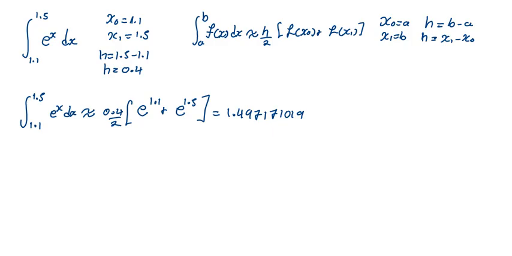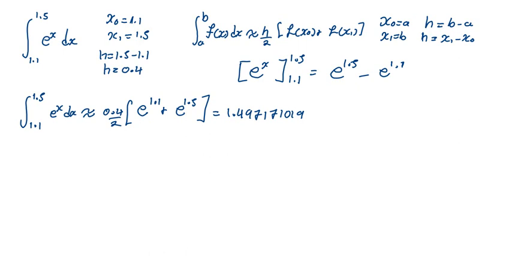So now let's try to determine the exact value. This is the approximation. Let's determine the exact value so that we come up with the error. Here what we'll do is integrate this. If you integrate e to the x, it's still e to the x. You evaluate from 1.1 to 1.5. This is going to be equal to e to the 1.5 minus e to the 1.1.